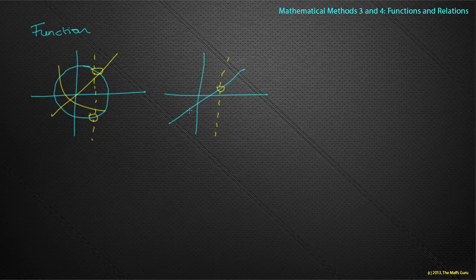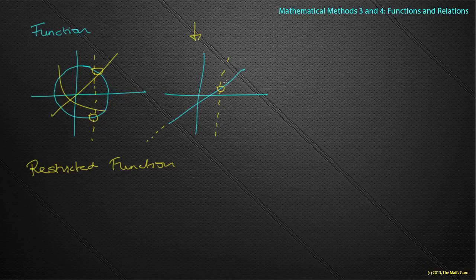Functions can be restricted, right? So there is such a thing as restricted functions. And what is a restricted function? Well, it's where you only draw part of the graph. This straight line here actually goes on to infinity and beyond, but we tend to limit it within the confines of a set of axes, or we limit what we call its domain. Now, the domain is simply the x values that are permitted to go into the function.